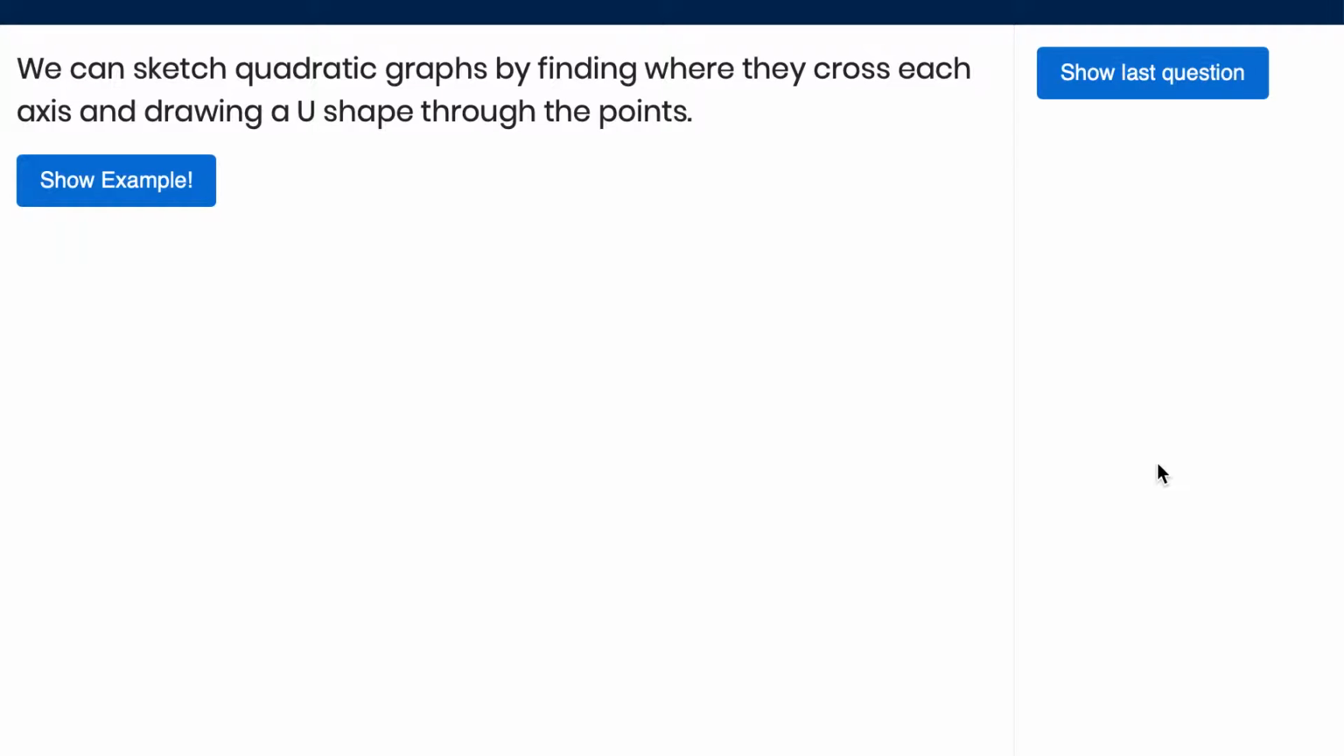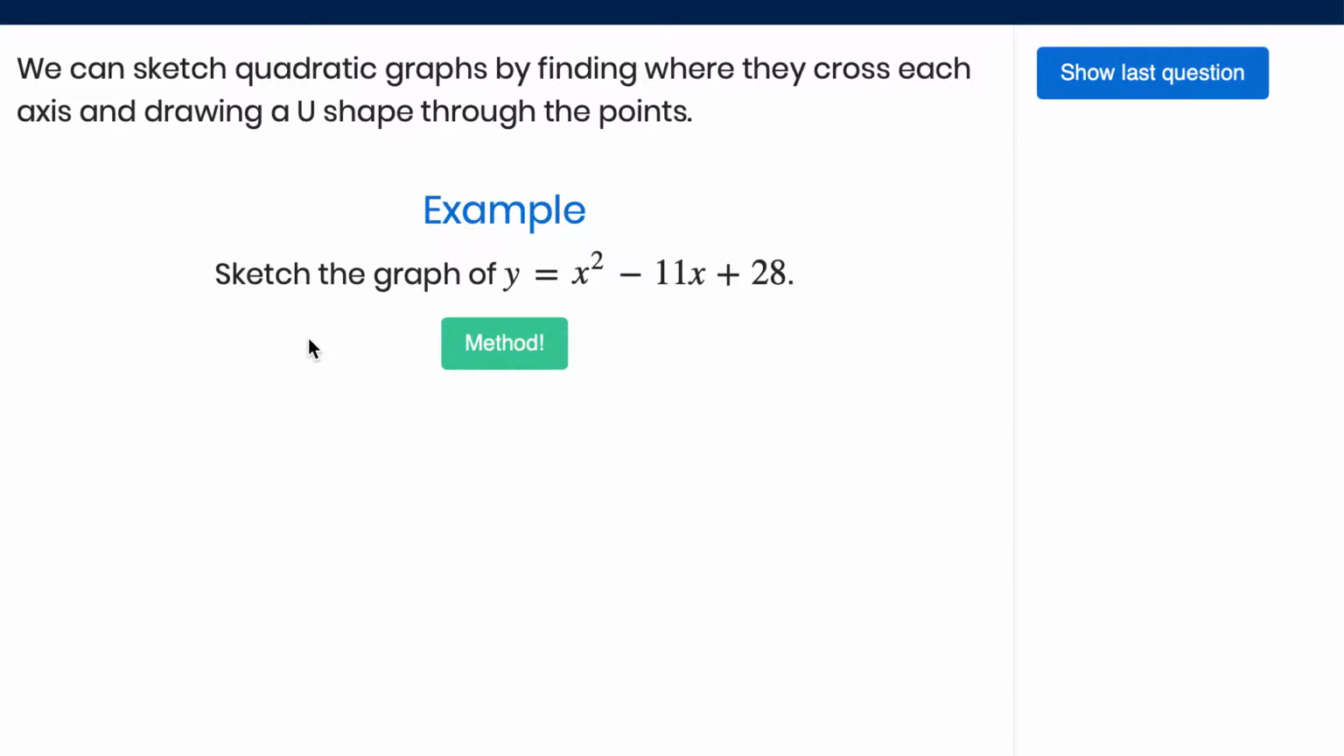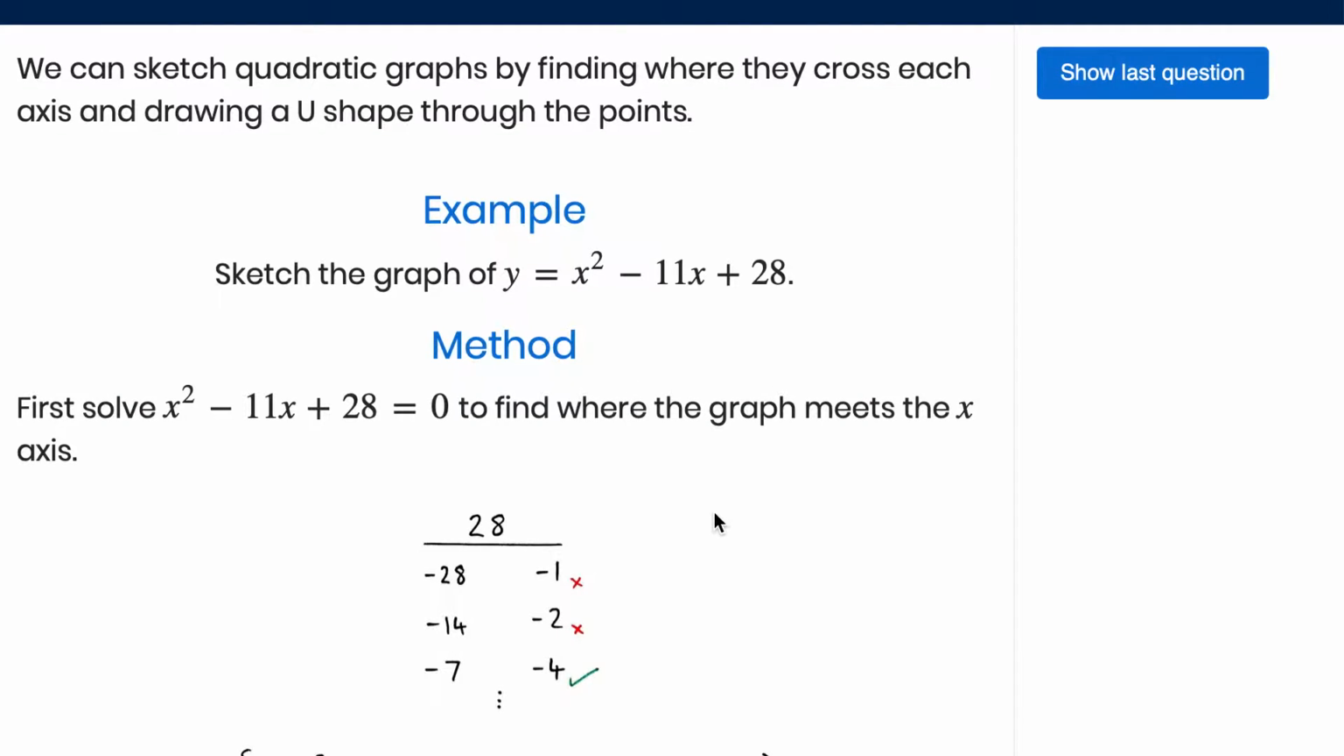Okay, let's get going. Here is an example. Sketch the graph of y equals x squared minus 11x plus 28. Let's see the method. We're going to first put the equation equal to 0 and solve x squared minus 11x plus 28 equals 0 to find where the graph meets the x-axis.